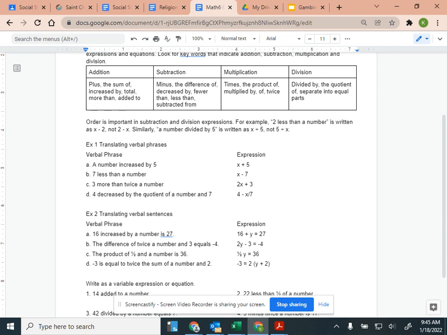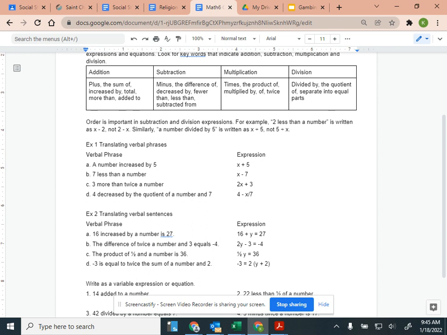If they say plus, we know that's addition. The sum of something is addition. If it's increased by a certain amount, you're adding to it. The total means you're adding. More than and added to all mean that you need to add.